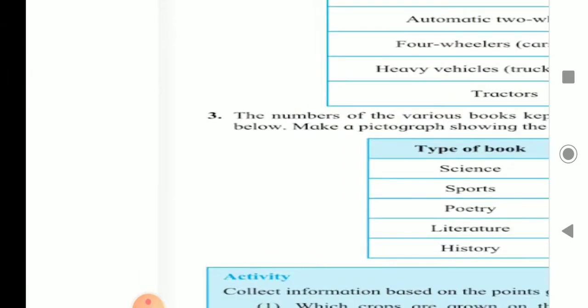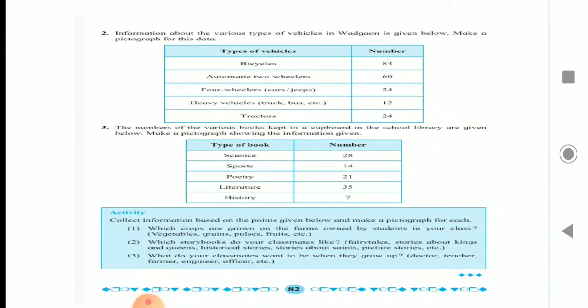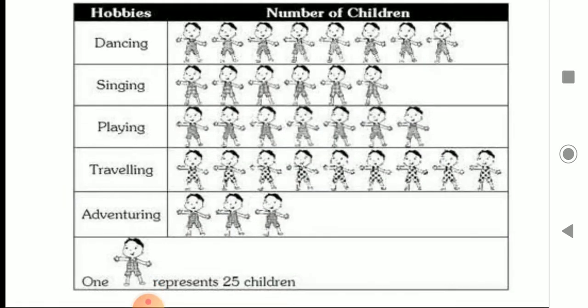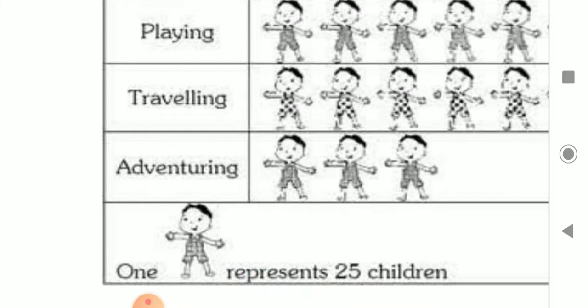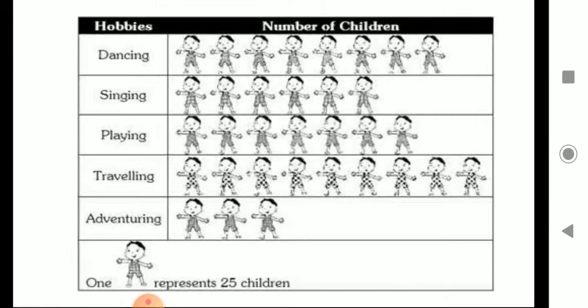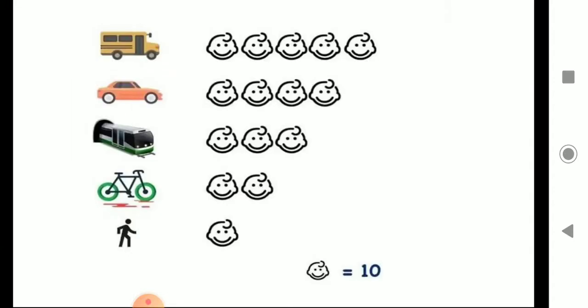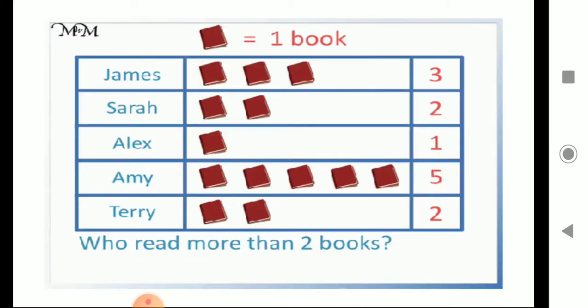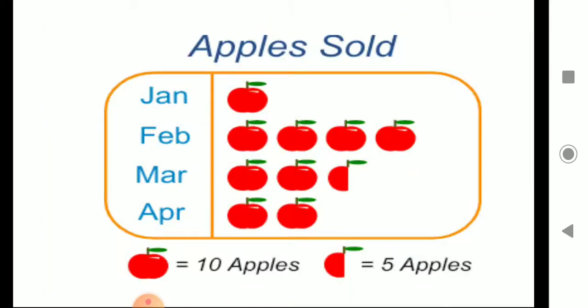You have to see how to write the scale. See, this is called a scale. Here in the lower part, one student represents 25 children. This is called a scale. See, one figure is equal to 10. This is called a scale. One vote is equal to one smiley, called a scale. One book is equal to one book. One apple is equal to 10 apples. Okay, this is called a scale.